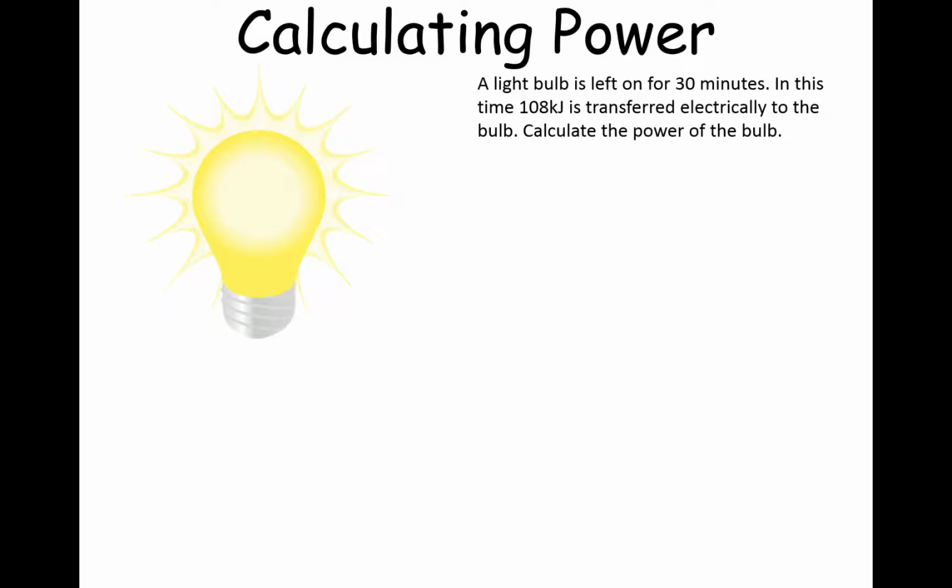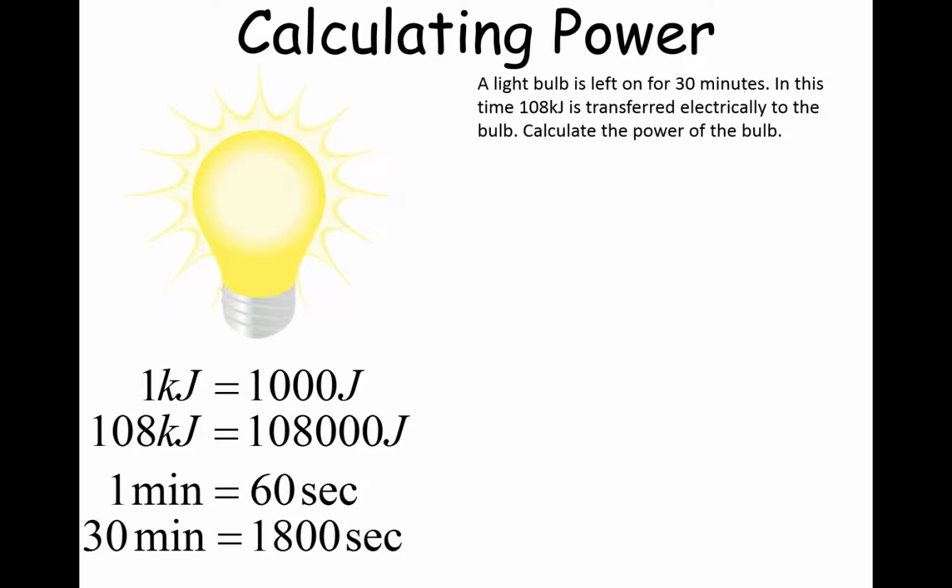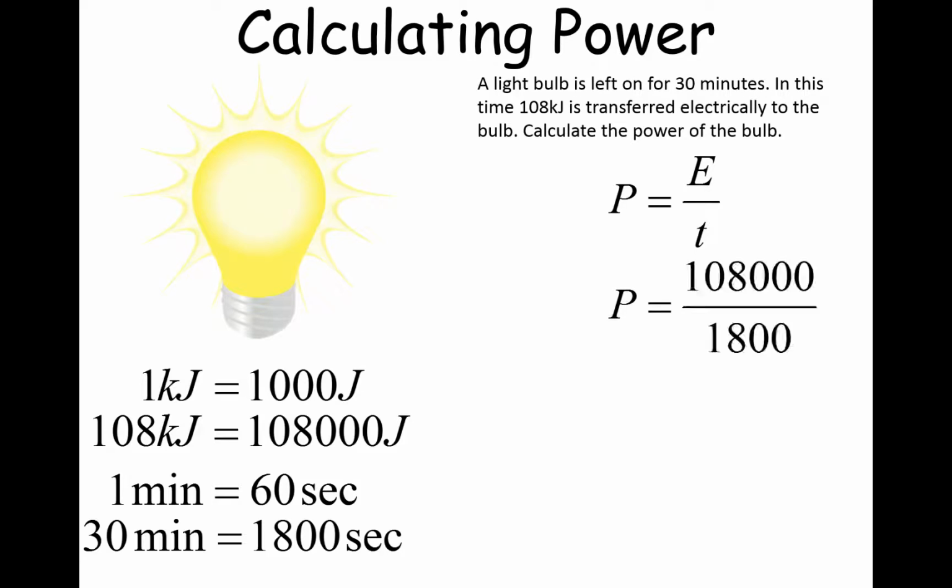So let's start off with the easier one. We know that 1 kilojoule is 1000 joules, and so therefore 108 kilojoules is 108,000 joules. Next, we know that there's 60 seconds in 1 minute, so since we have 30 minutes, we multiply 30 by 60 to give us 1,800 seconds. Once we've done that, we simply plug in the numbers. We have P equals E over T, replace those, and we have power equals 60 watts.